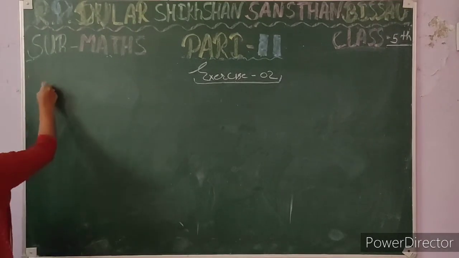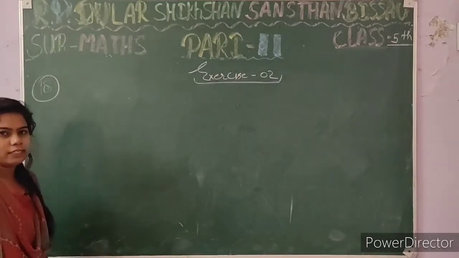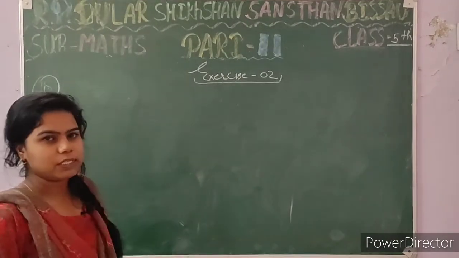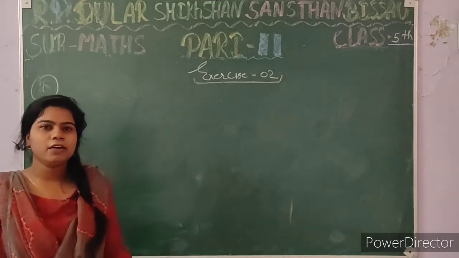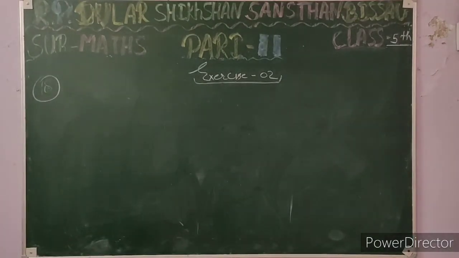So, question number 18 of exercise 2. Mr. Ajay, the question is like that. Mr. Ajay went to the market with 525 rupees. Okay students, he bought fish.